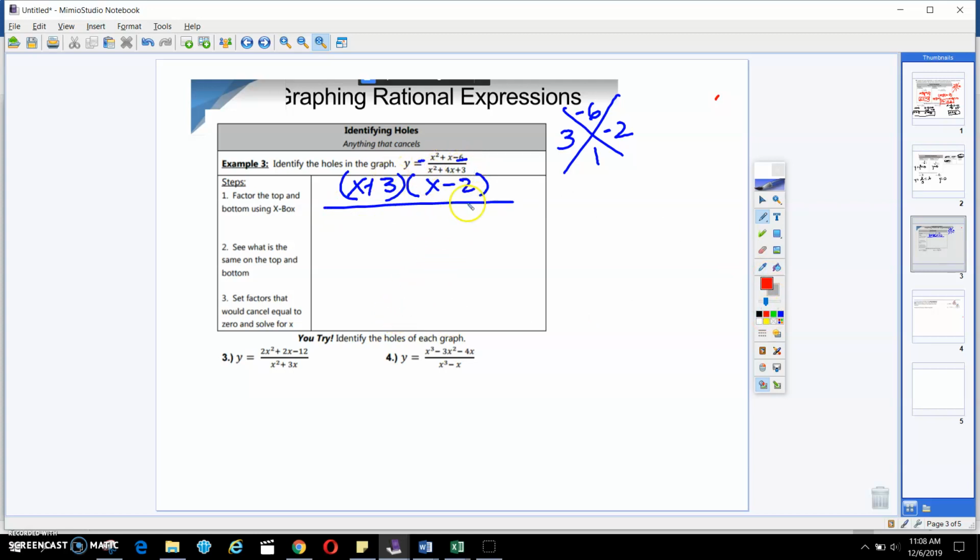In the bottom, we're going to factor as well. So we're going to do a times c, which is going to give me 3. My b is going to be 4. What two numbers will make that happen? 1 and 3. So if I write that out in factored form, it's going to be x plus 3 times x plus 1.